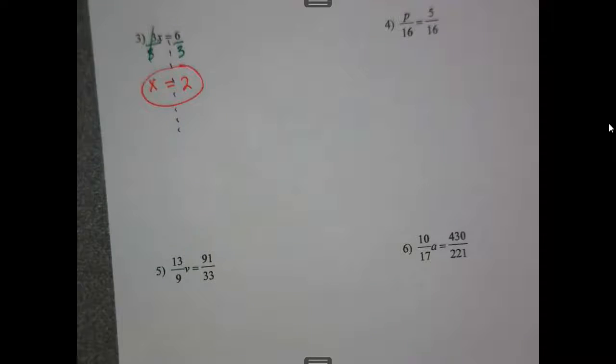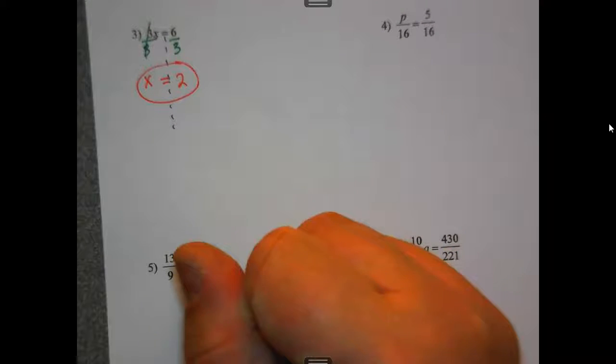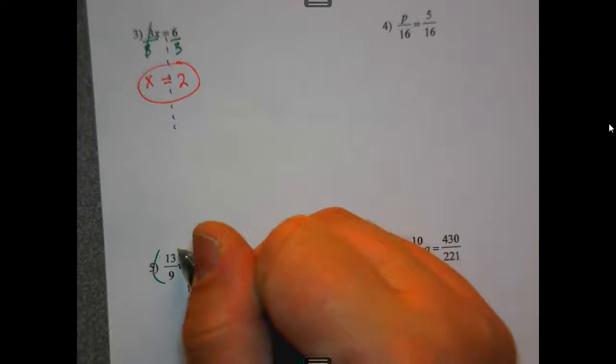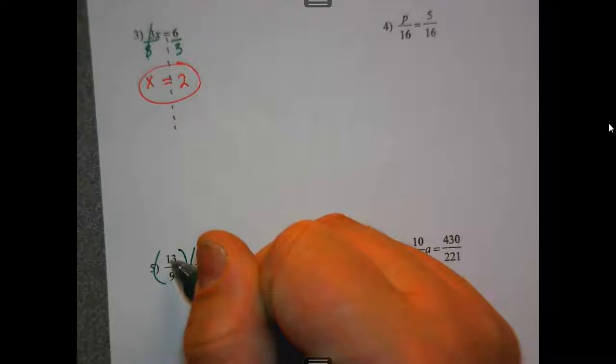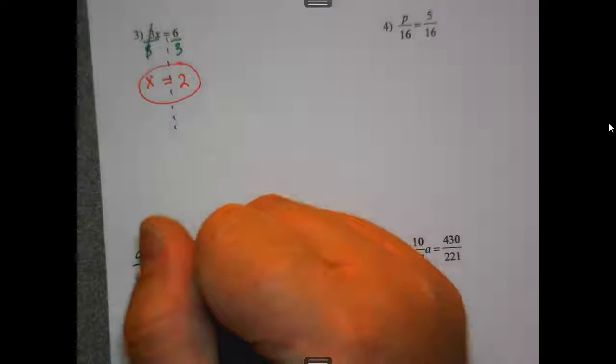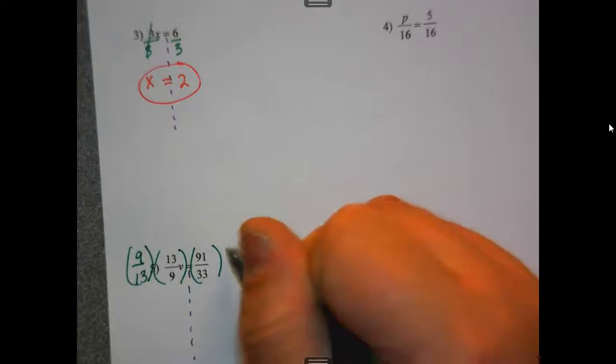Number 5. I am multiplying v by 13/9. What's the easiest way to get rid of a fractional coefficient? Yeah, just multiply it by the reciprocal. Very good, Marcus. So I'm going to multiply both sides by the reciprocal, 9/13, which means I have to multiply both sides by 9/13.